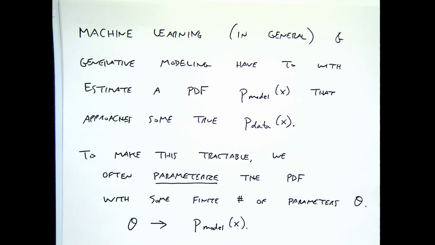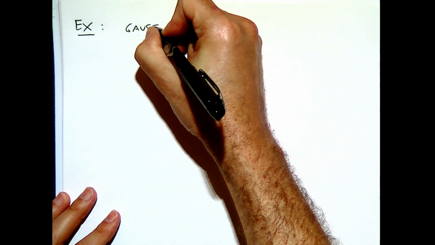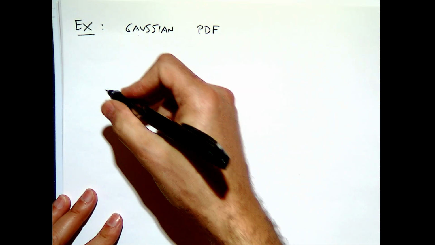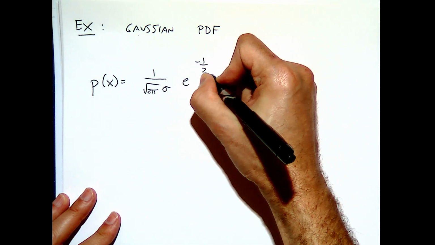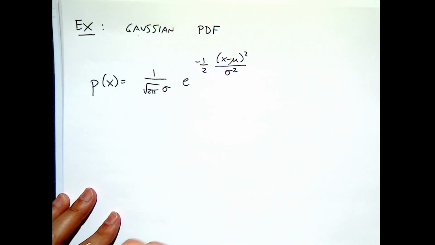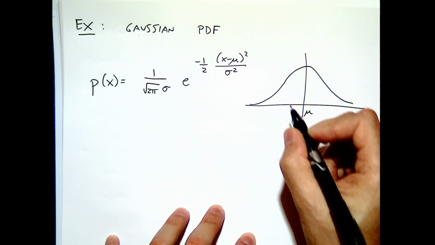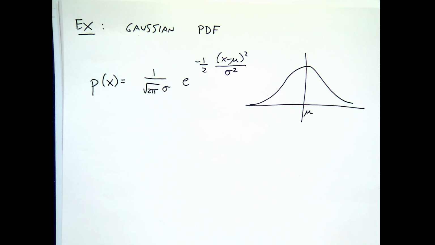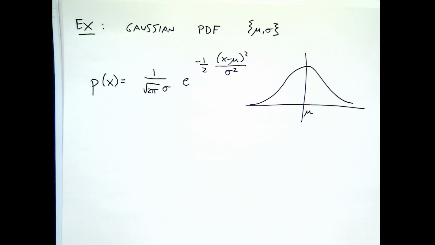So for example, one of the most common PDFs in machine learning and elsewhere is the Gaussian PDF, right? In 1D, the Gaussian PDF is the following: 1 over square root 2 pi sigma, e to the minus 1/2 (x minus mu) squared over sigma squared. This is the famous bell curve, centered around mu, and sigma tells me whether this is a tall, skinny function or a big, broad function, okay? If I tell you those two numbers, mu and sigma, that fully specifies the entire Gaussian PDF. So I've got a complicated function that is boiled down to just these two numbers, okay?